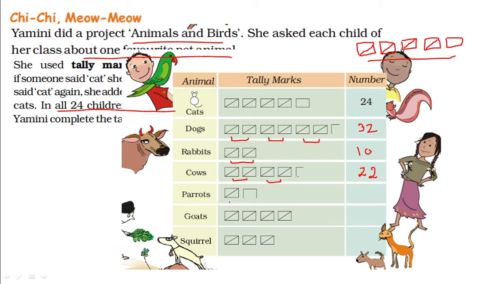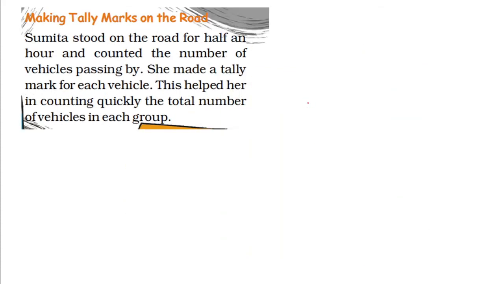Parrots, 5 plus 3, 8. Goats, 2 means 10, again 2 means 10, which means 20. Squirrels, 5 plus 5, 10 plus 5, 15. So we can easily convert tally marks into numbers. And we can also convert numbers into tally marks. Okay. So let us move to the next question.